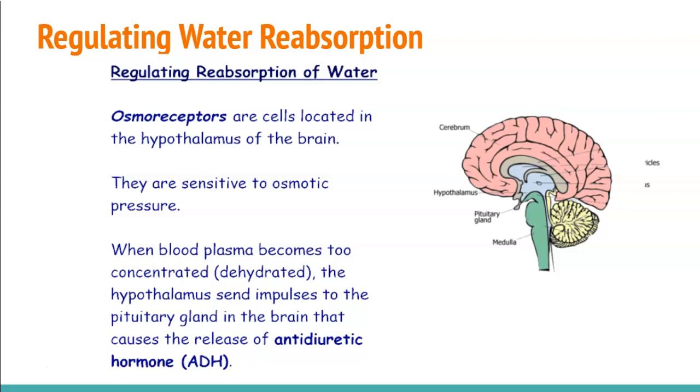So here's a picture of our brain. This is something we learned a lot about in Bio 30. There are different parts to your brain. Inside the hypothalamus, this little piece right here, there are things called osmoreceptors. Osmo meaning water, receptors meaning something that gets a signal. These cells are located deep within the hypothalamus.